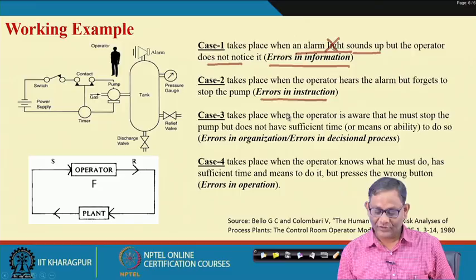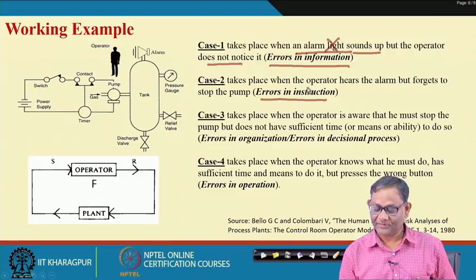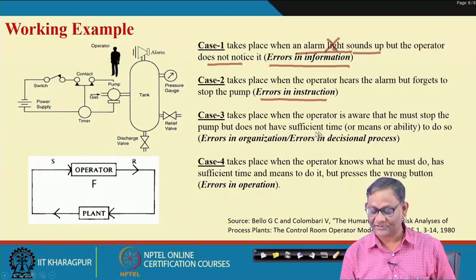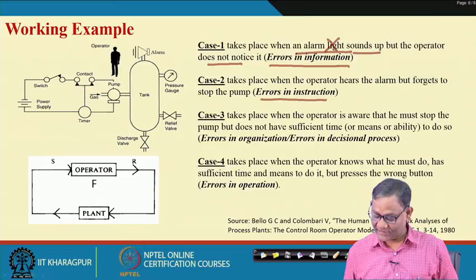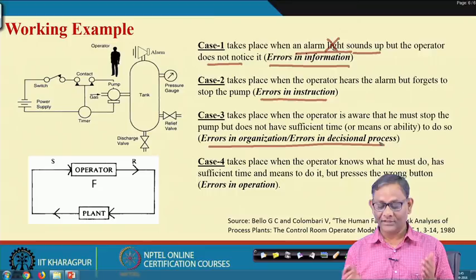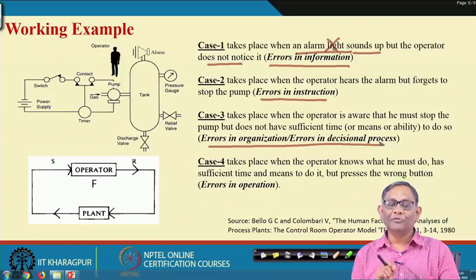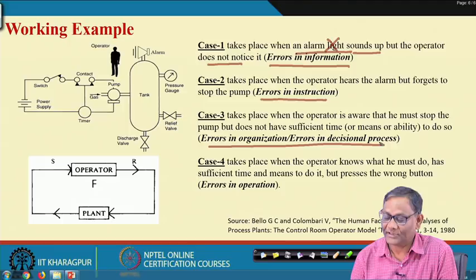So, second case, error in instruction. The operator hears the alarm, but forgets to stop the pump. The third case takes place when the operator is aware that he must stop the pump, but does not have sufficient time to do so. That is error in organization, or error in the decisional process. He hears this, then checks the pressure gauge, and then goes for removing the contact, but this entire process takes more time. So that is why the overpressure condition is not arrested.